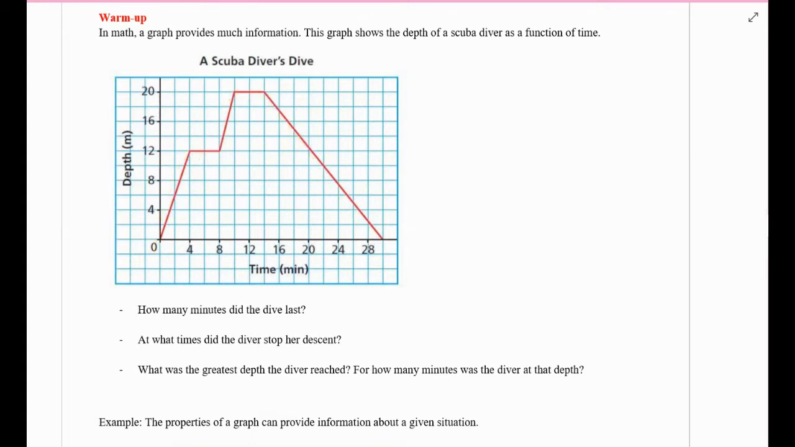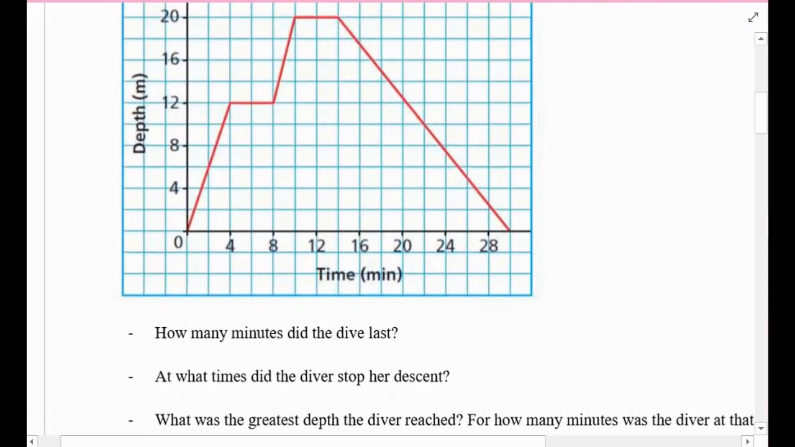Before we start, what we have to look at is the scale. 2 units is 4 minutes. Well, what about 1 unit? 1 unit is how many minutes, everyone? 2 minutes, right? 1 unit is 2 minutes. And 1 square, 1 box is how many meters, everyone? 1 unit here is 2 meters. So each box here is 2 minutes and 2 meters. Okay, so remember the scale.